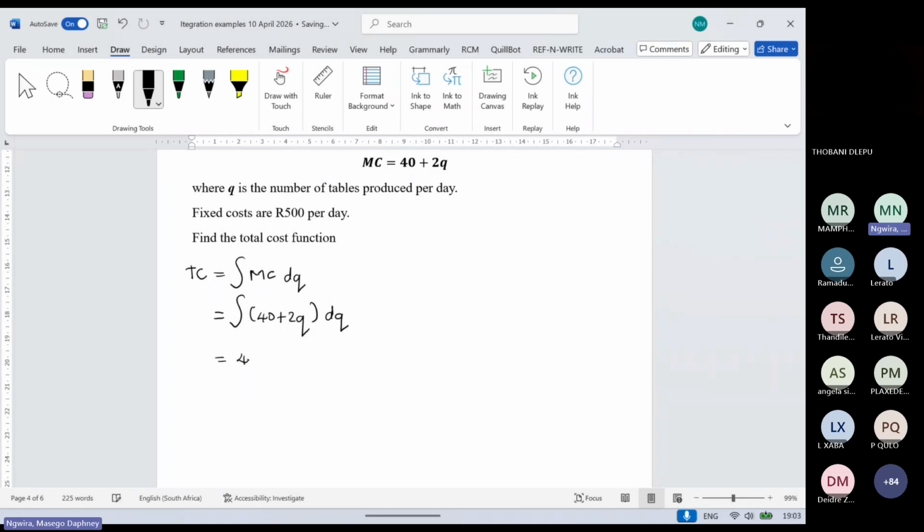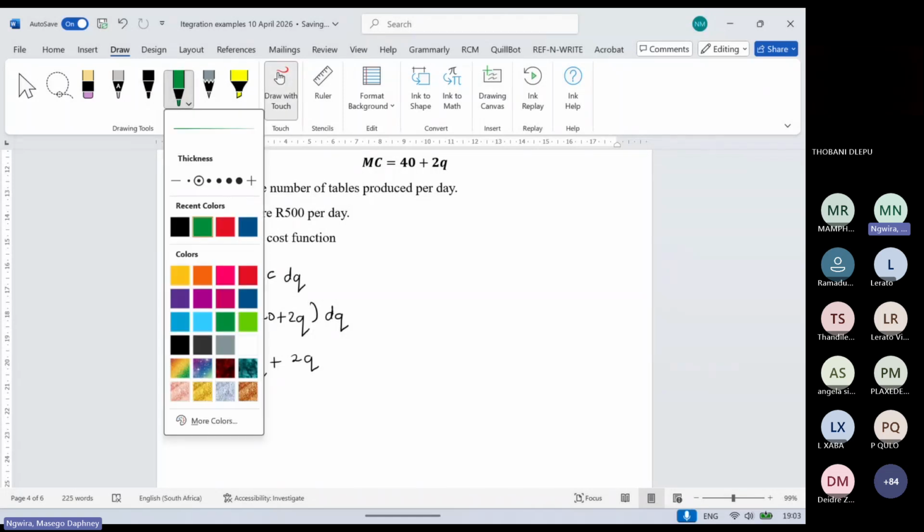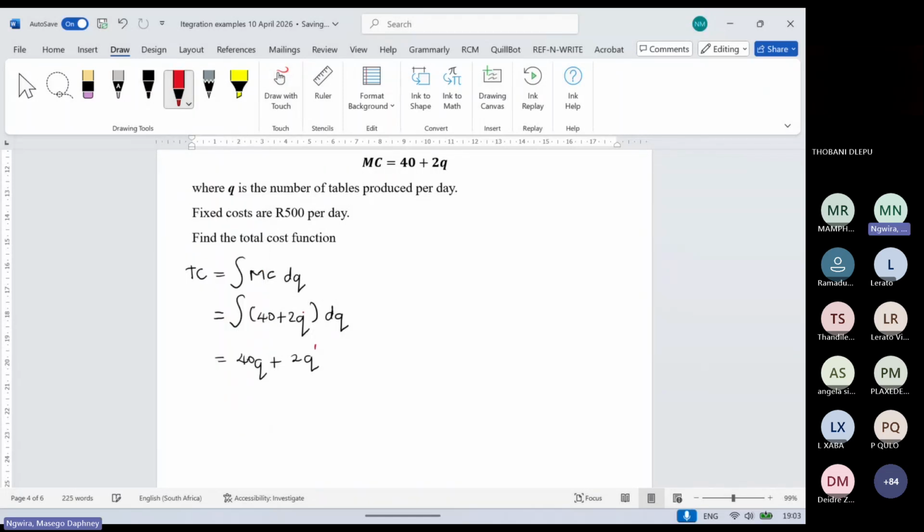By now you know. And then this is plus 2, then q to the power of 1 plus 1. Remember, there's a 1 here. So this is 1 plus 1 over 1 plus 1. And then we say plus c. And then this will be 40q, and then plus 2, then q to the power of 2. 1 plus 1 is 2. And then this is over the same 2. Please don't forget. And then plus c.